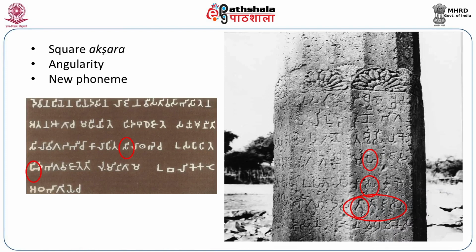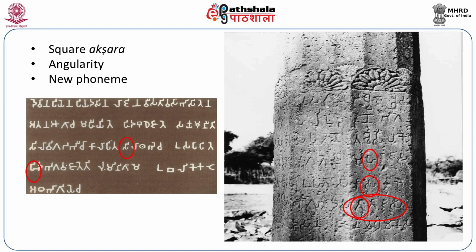If we compare the monumental script of Rumindei and the later 2nd century BCE script found in the famous Besnagar inscriptions from central India, we can clearly see 3 developmental features: the squarization of the aksharas, the angularity of the aksharas, and finally the emergence of new phonemes. We can see that letters like sa and pa are prominently becoming squarer in shape, in outline, than the earlier rectangular forms.